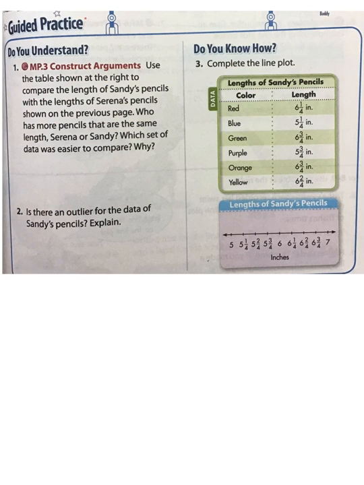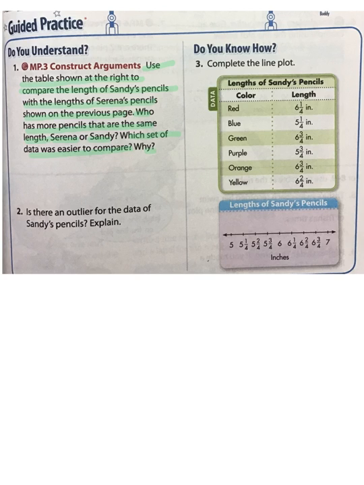Now let's do the guided practice together. It says, use the table shown at the right to compare the lengths of Sandy's pencils with the length of Serena's pencils shown on the previous page. Who has more pencils that are the same length, Serena or Sandy? What set of the data was easier to compare and why?